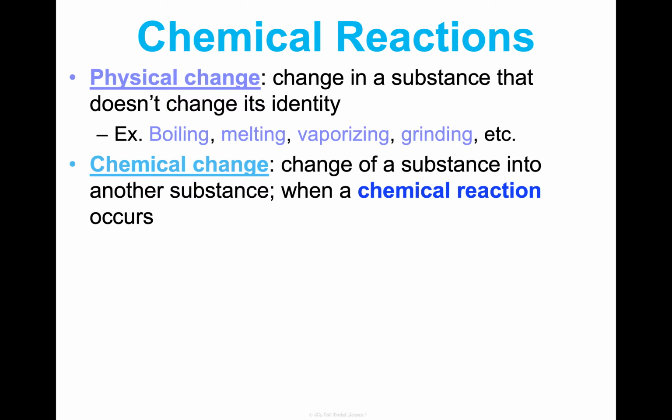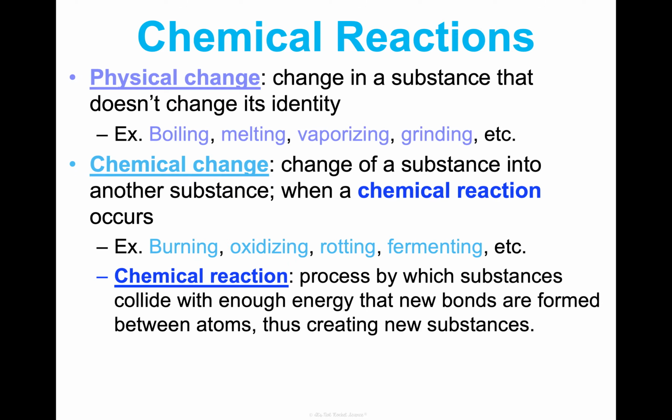Whereas a chemical change is the change of a substance into another substance. It is when a chemical reaction occurs and we make something new. We change the identity. So when you burn something, when something oxidizes, rots, ferments, these are all examples of chemically changing things. And so we said when a chemical reaction occurs, that's a chemical change.